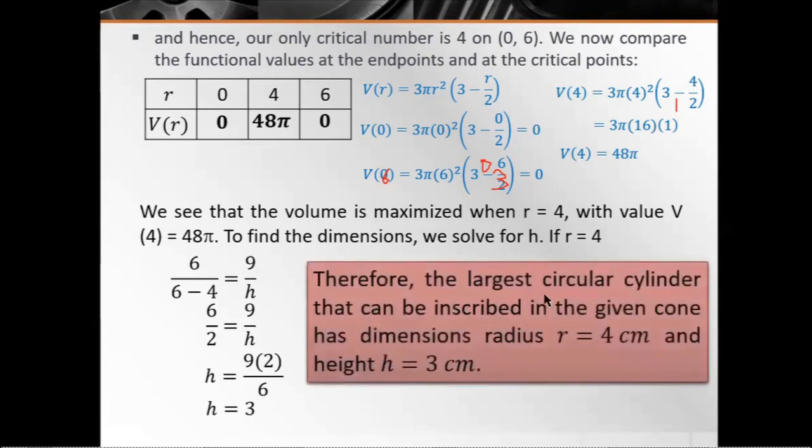Therefore, the largest circular cylinder that can be inscribed in the given cone has dimensions of radius r equals 4 centimeters and height h equals 3 centimeters. And that's it.